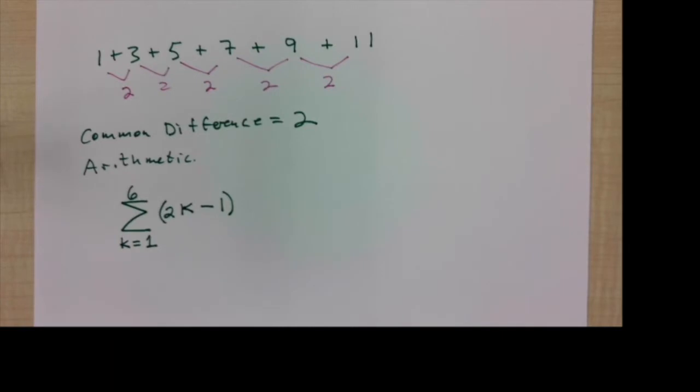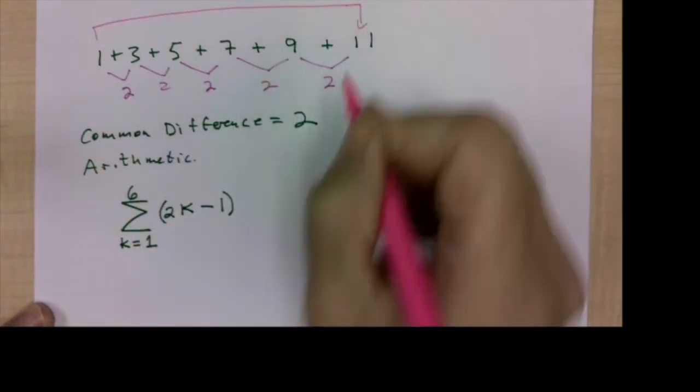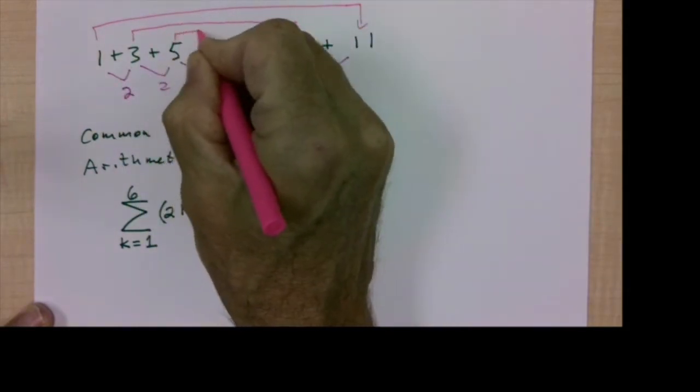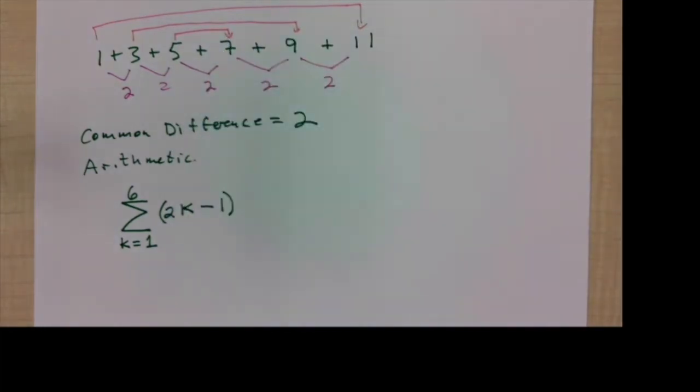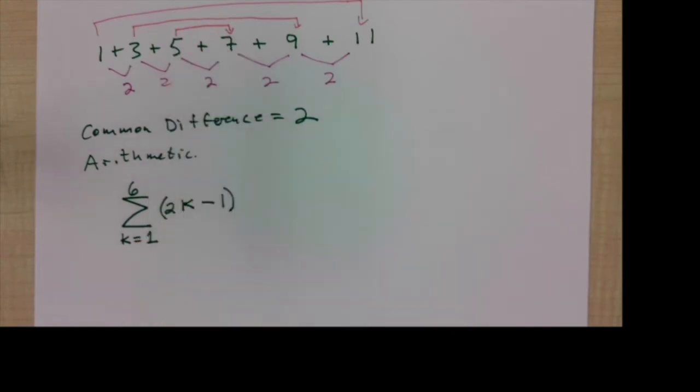Now, can we determine the sum? Well, we certainly could add all these together, but there's a nice little strategy we can use, namely looking at the first and the last term. 1 plus 11 is 12. 3 plus 9 is 12. 5 plus 7 is 12. So adding the first and last term is the same as adding the second and second to last term, and the same as adding the third and third to last term. That is going to be a standard concept for us with arithmetic series.